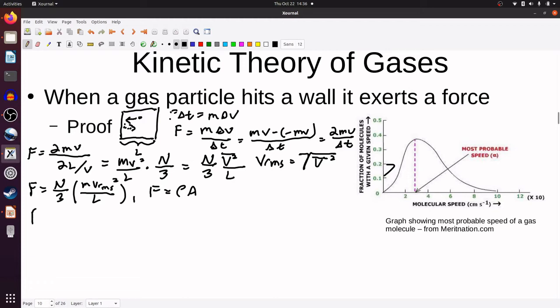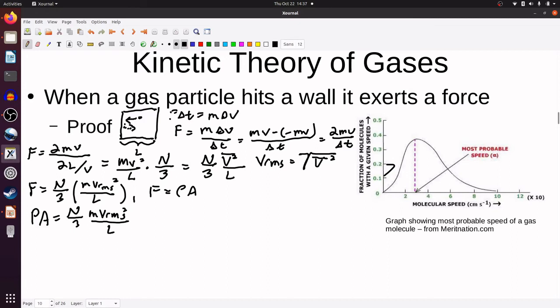That gives me PA equals n over 3 mVRMS squared over L. I want to get that L out of there so it doesn't look too bad. VRMS squared over L. So we have P and an A.